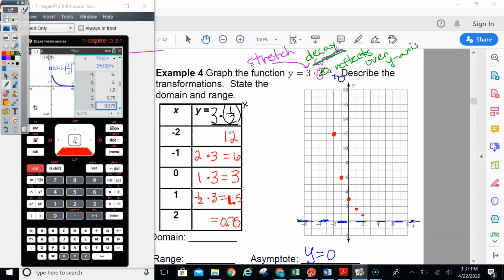So your graph is going to start high, because it's a decay, so it's going to start up, and then go down from left to right. Make sure you extend it past the plane. Okay, so here, the graph is still above the asymptote, so we say the range is greater than 0. Only when you reflect it underneath the asymptote is it less than. And the domain is still all real numbers. This is not going to change.